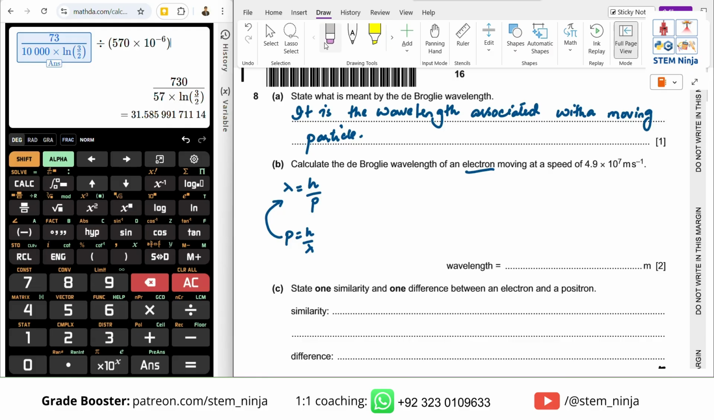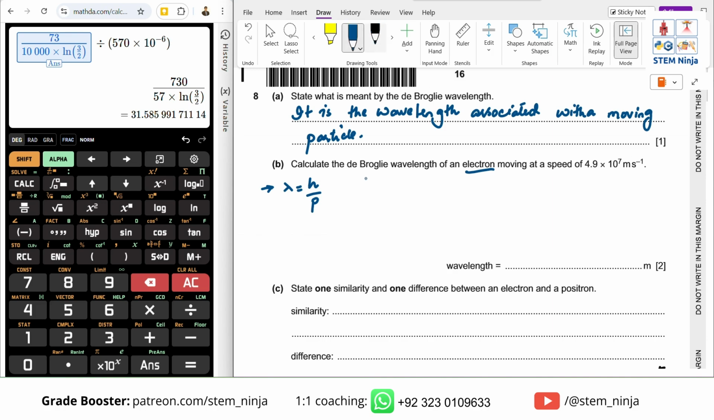As you can see, the momentum of a photon, although they are massless, they carry momentum. And this is the wavelength equation of a moving particle.